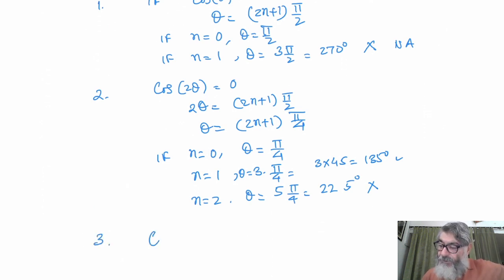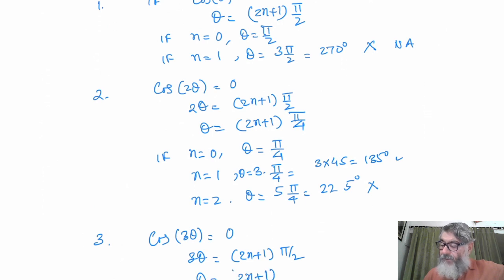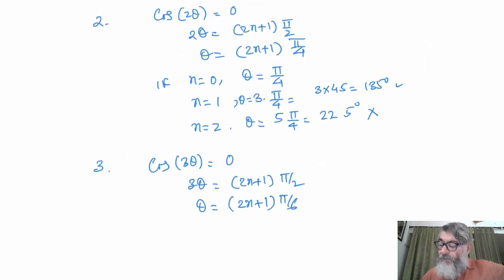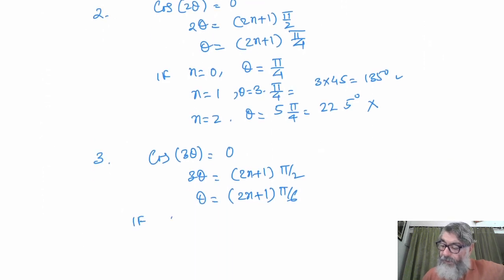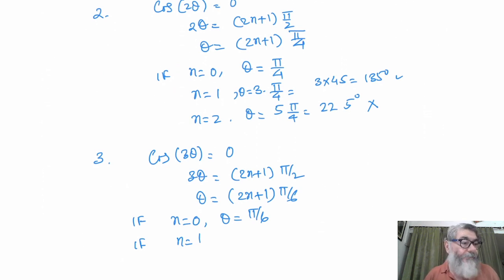And cos 3 theta is equal to 0 means 3 theta will be 2n plus 1 pi by 2, or theta will be 2n plus 1 pi by 6. If n is 0, theta is pi by 6, which is acceptable. Pi by 6 means 30 degrees. And if n is 1, what will we get?